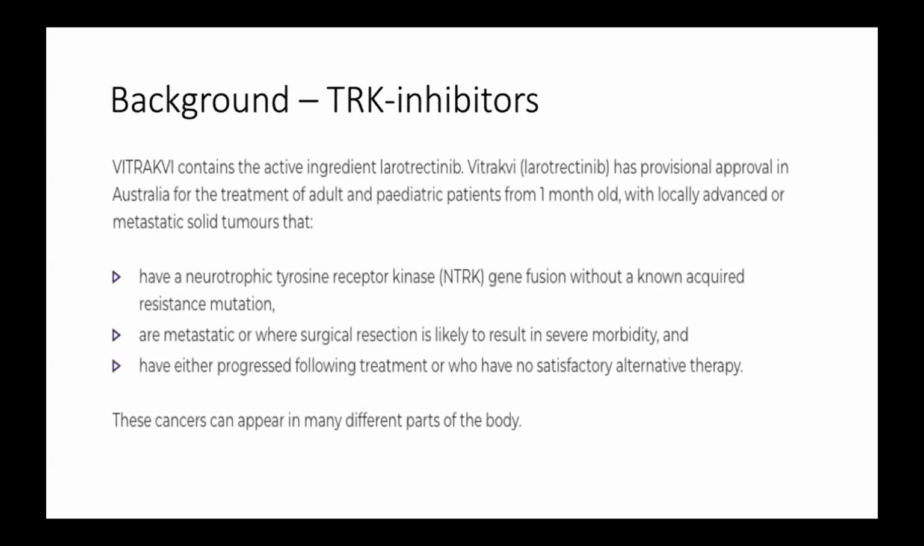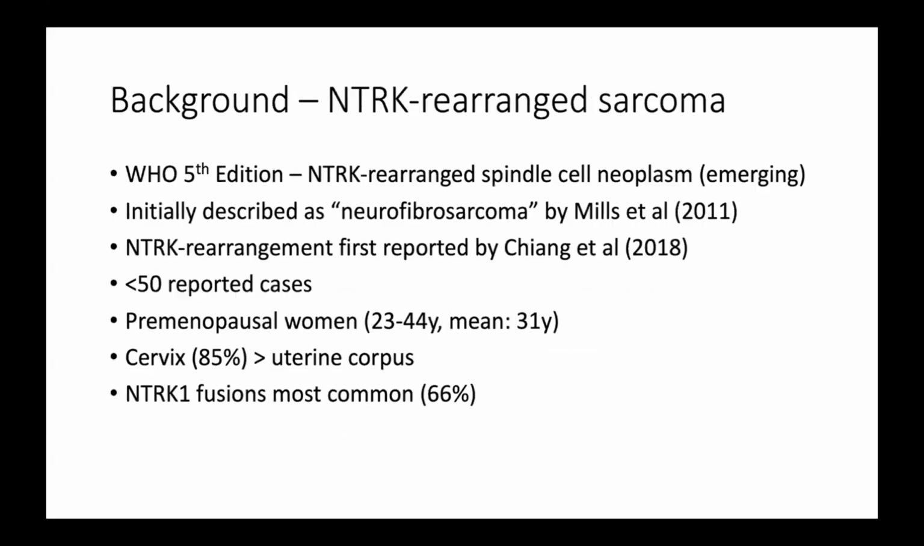So this is a screenshot from an Australian consumer information guide about the drug larotrectinib, which is a TRK inhibitor that's been approved in Australia and worldwide for these criteria. So for the treatment of adult and pediatric patients with locally advanced or metastatic solid tumours that have the NTRK gene fusion, that are metastatic, or where surgical resection is not possible, or when tumours are unresectable, or when they've progressed following treatment, or there's no other treatment available. And these cancers can appear in many different parts of the body, so these drugs are known as tissue agnostic drugs. So moving on to our NTRK rearranged sarcoma of the uterus.